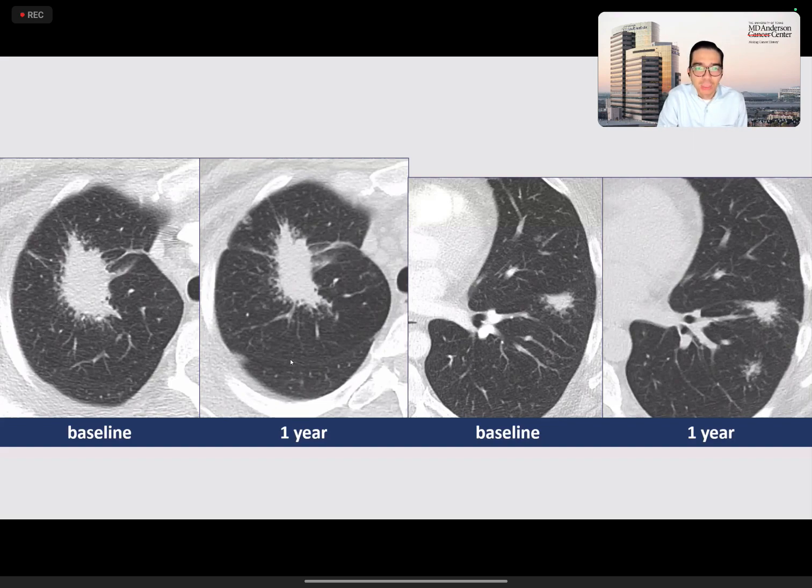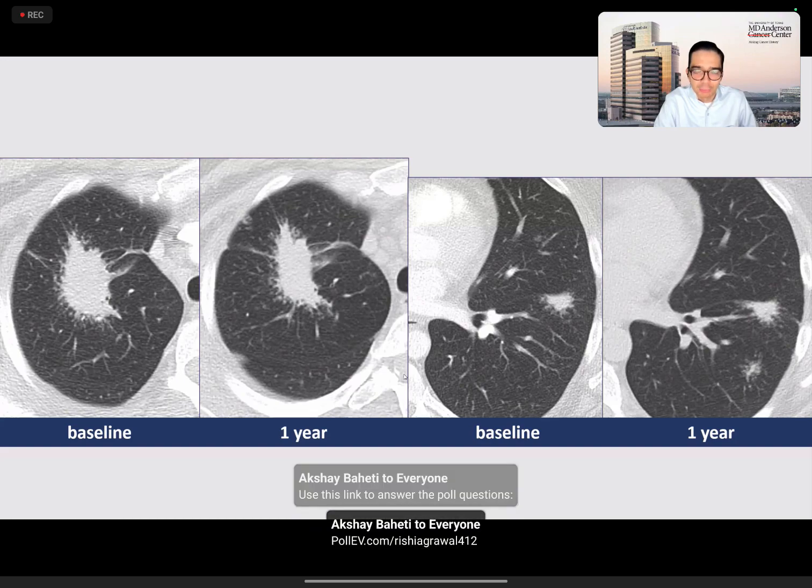Okay, and some people call this the galaxy sign, or some people call it, quote, airspace sarcoid, even though it does not involve the airspaces. So this is one of the things that can mimic a chronic airspace disease, or it technically is a chronic airspace disease because it's a chronic consolidation. So this is sarcoid.